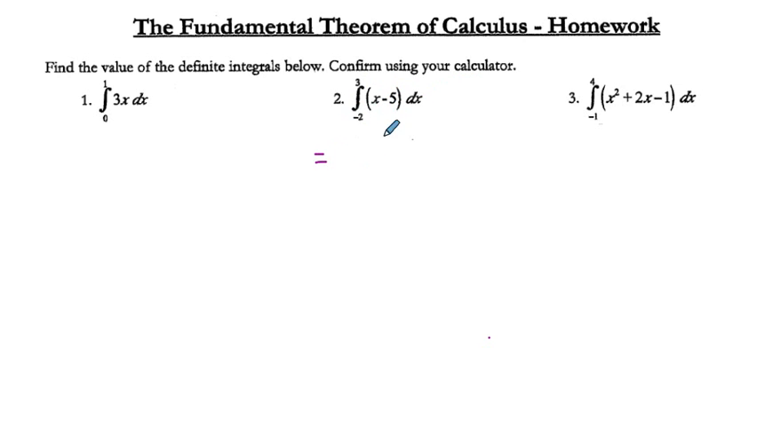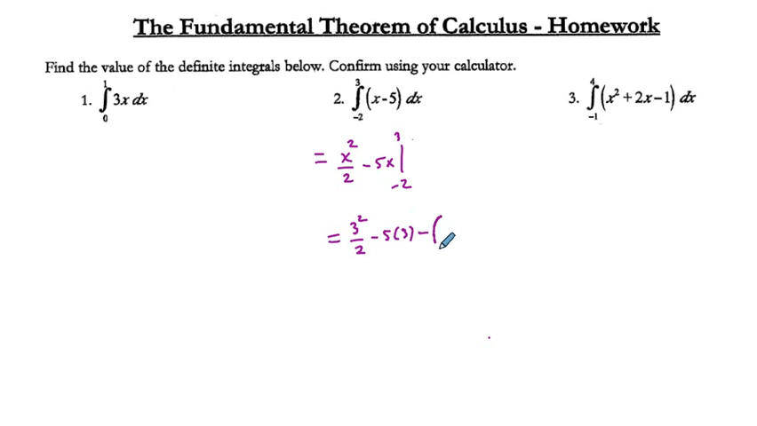So the integral of x dx is going to be x squared over 2. And then the integral of -5 dx is going to be -5x. And we're going to evaluate between -2 and 3. So now we're going to plug in 3 for x. So we're going to have 3 squared over 2 in the place of x, minus 5 times 3, and then we're going to subtract out.